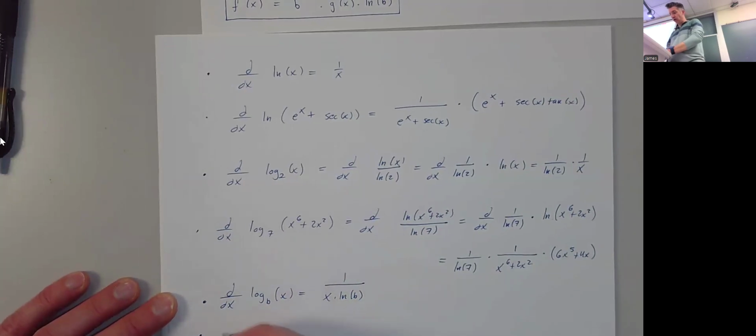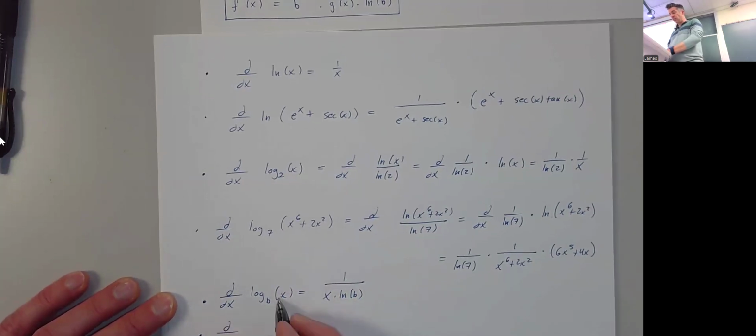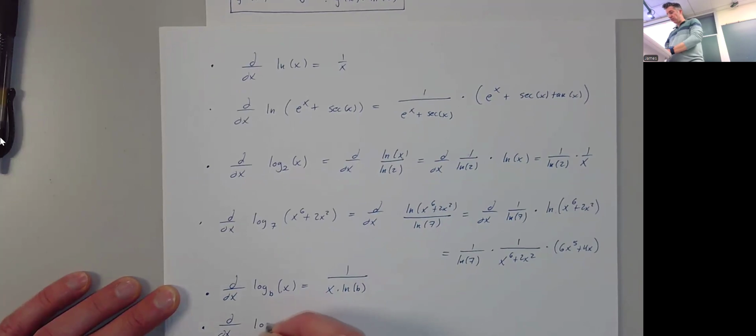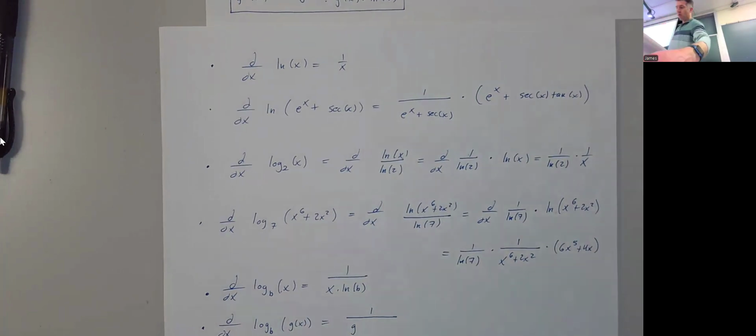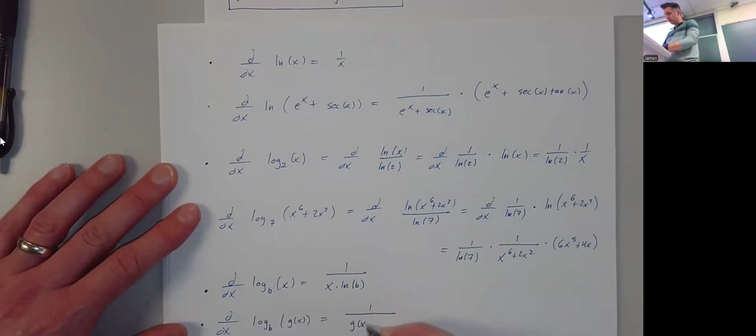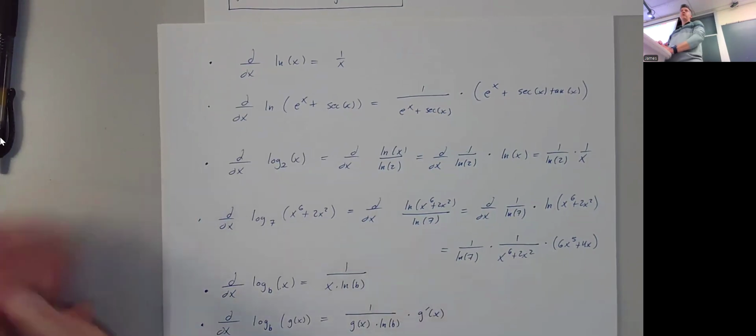And then if your stuff is more complicated, the derivative of log base b of some more complicated stuff is going to be 1 over your stuff. The natural log of b also shows up down there, and then we multiply by the derivative of the stuff.